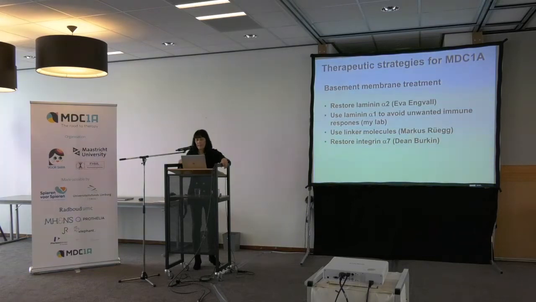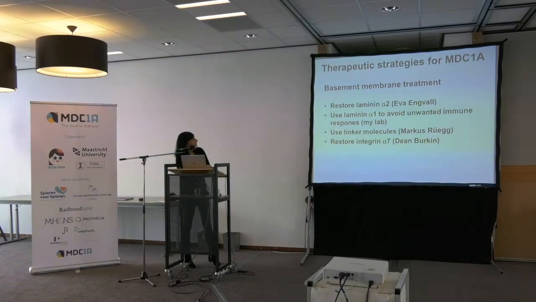In my lab, we have been thinking about alternative strategies. We want to use another laminin, for example the laminin alpha-1 chain instead, mainly to avoid unwanted immune responses. So I'm going to tell you a bit about this. There is also work from Marcus Rugg's lab, together with Peter Yushchenko, who have developed another strategy to treat the basement membrane using linker molecules. I'm going to talk about that too and give a short summary of those two.